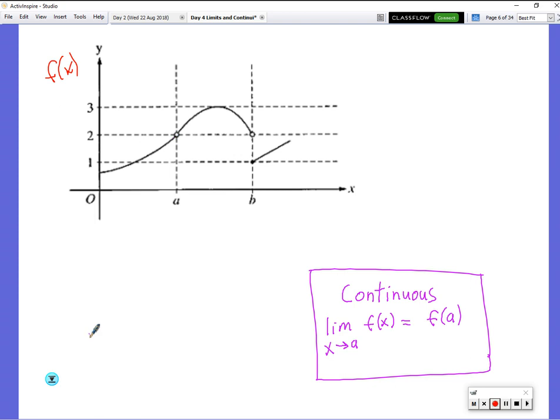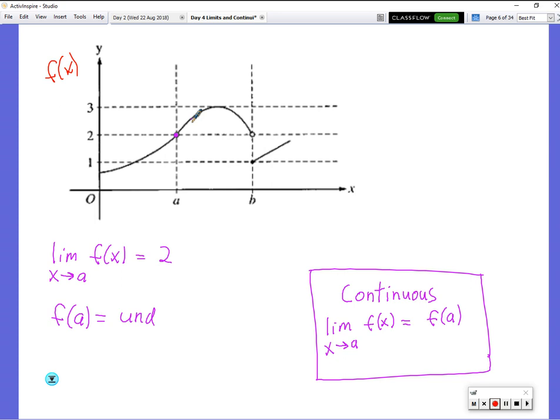Mathematically, though, what's the limit? We just did it a second ago. As x approaches a from the left, 2. And what's the limit as x approaches a from the right? Also 2. So the limit exists. As x gets close to a, the y value is getting close to 2. But the value of the function precisely at a is not known. So because those two aren't the same, that's what causes the discontinuity. If this had been equal to 2, this would have been a solid dot, and it would have been continuous at x equal a.